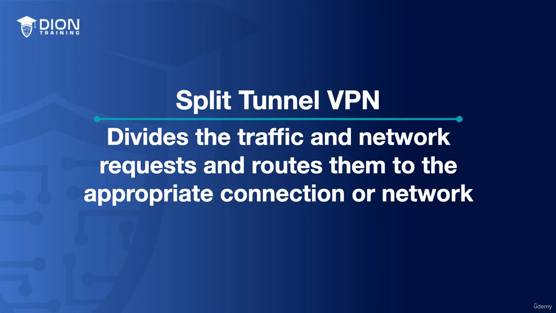A split tunnel VPN, on the other hand, divides the traffic and network requests and routes them to the appropriate connection or network. A split tunnel VPN routes and encrypts only the traffic bound for the headquarters over the VPN while sending the rest of the traffic to the regular internet.